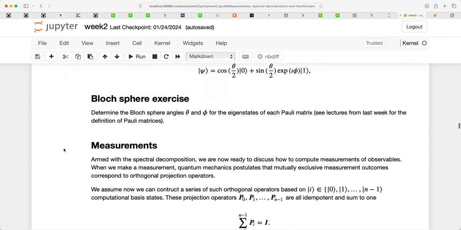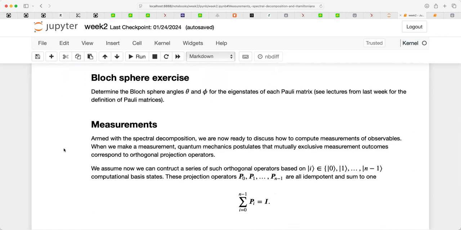So what we're going to do now is to look at measurements. I'm going to jump back to the whiteboard because I wanted to say a little bit about measurements. One of the things which we are going to use now is the spectral decomposition of an operator. Okay, so let's switch back to the whiteboard.